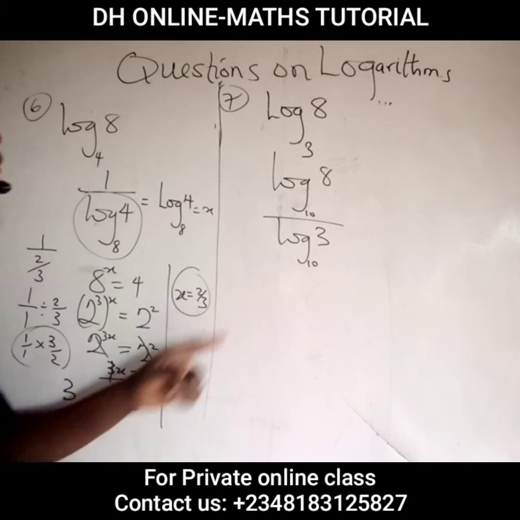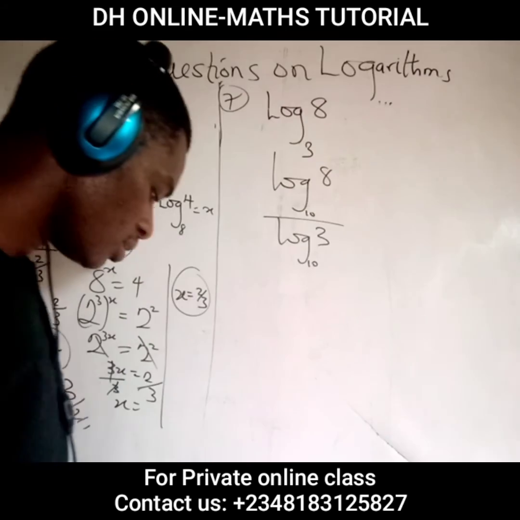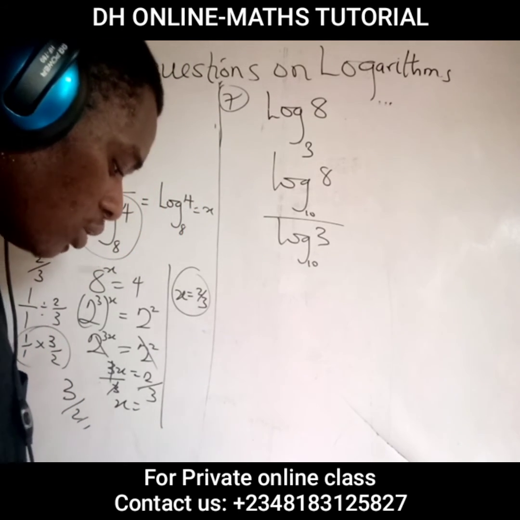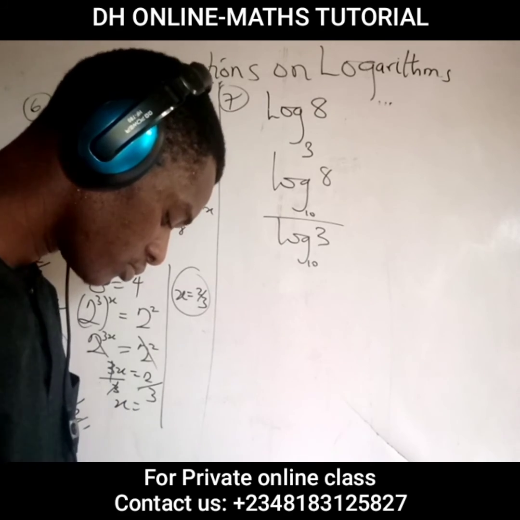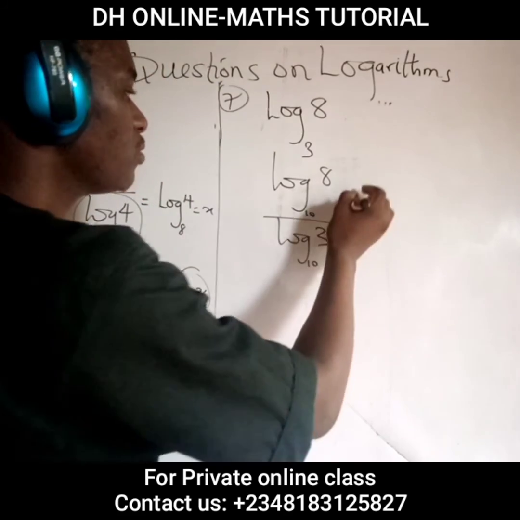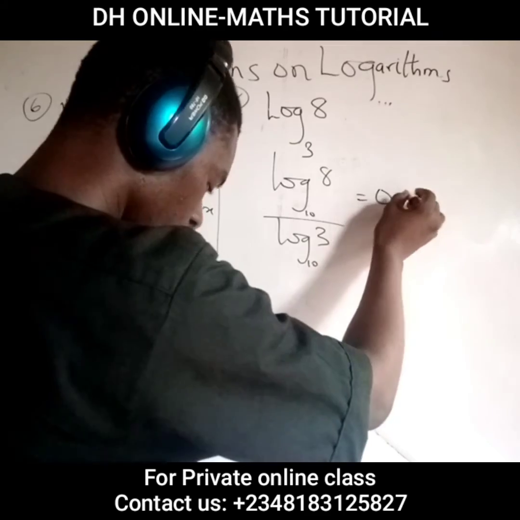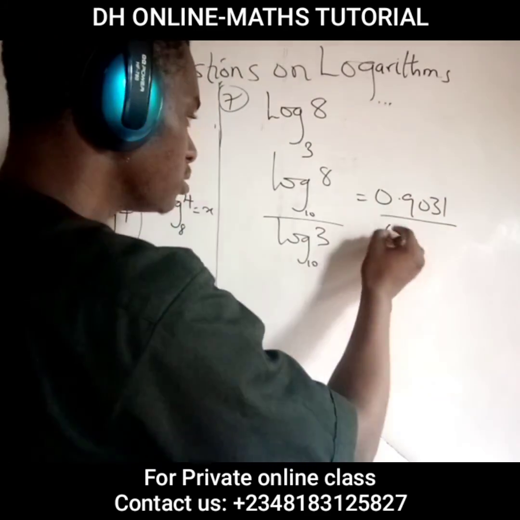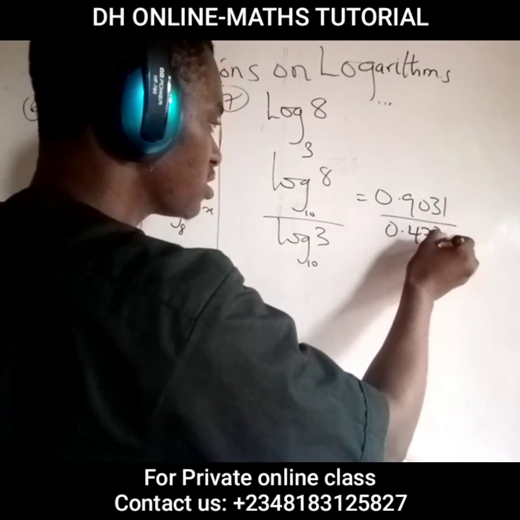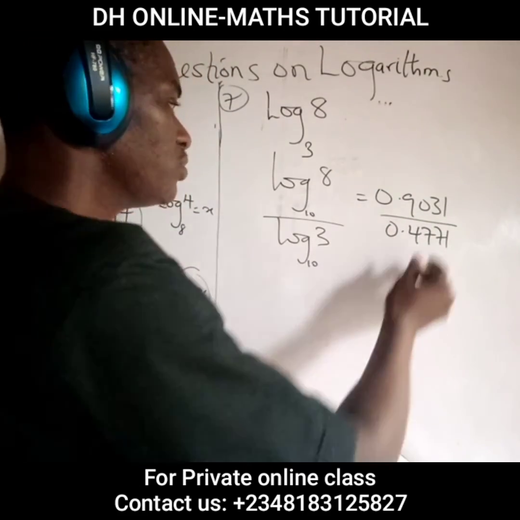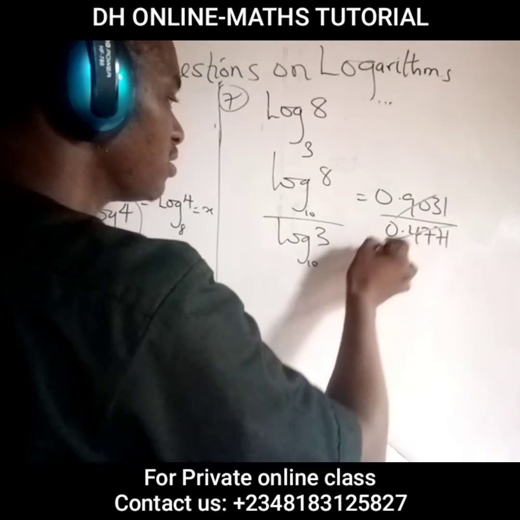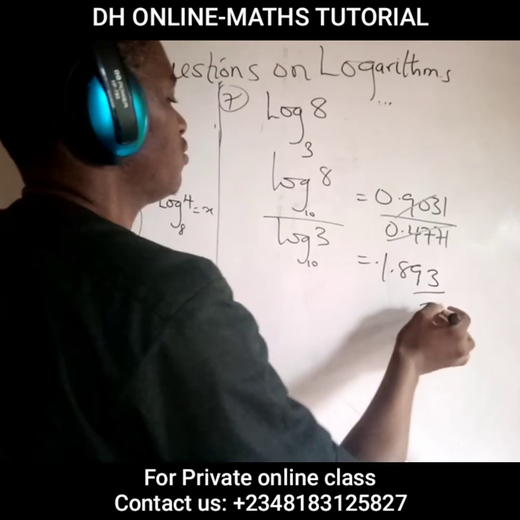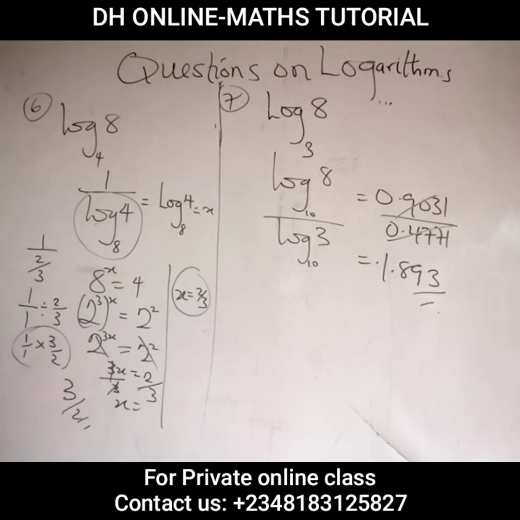So with this now, you find the log of 8 and the log of 3 from your calculator. From the calculator, the log of 8 is 0.9031, and the log of 3 is 0.4771. So therefore, when you divide them, use your calculator, that's giving you this answer. So that's how to come about all this log question.